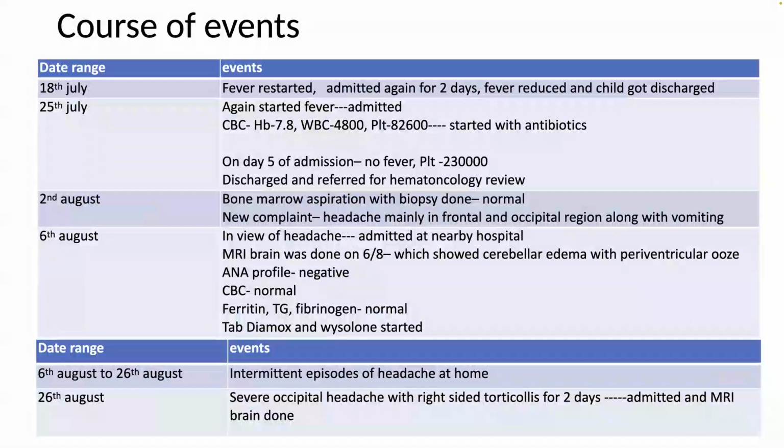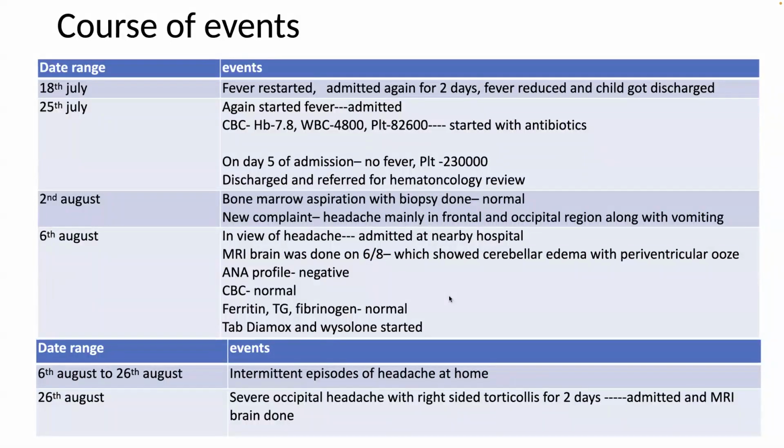Again, after 1 month, on 18 July, fever restarted. The child was admitted again for the same. On 25th July, the child was again having fever episodes. At that time, CBC showed hemoglobin 7.8, WBC count decreased to 4,800, and platelets around the same, 82,600. On day 5 of admission, there was no fever and platelets increased to around 30,000. At that time, the child was referred for hematology review.